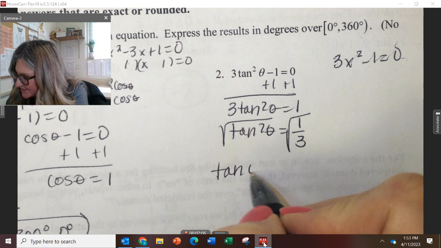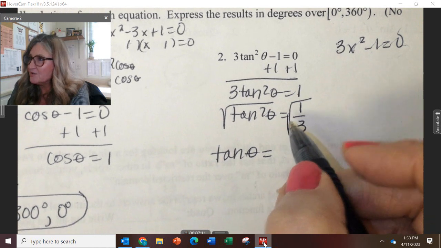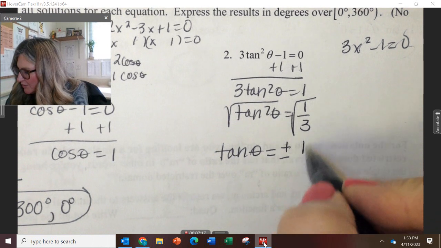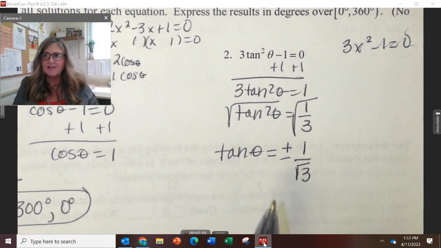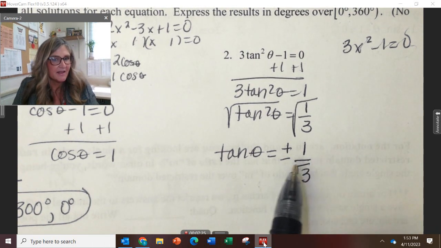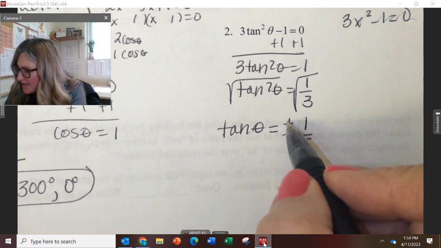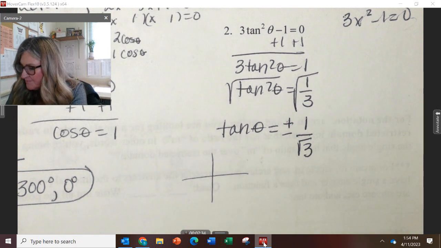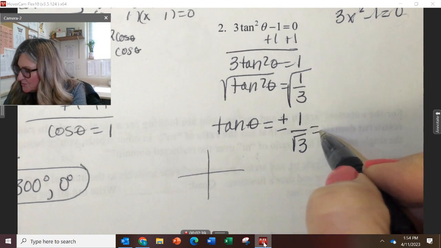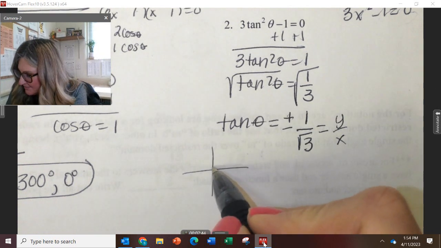So we're going to get tangent theta equals, what do I have to put when I take a square root? Plus or minus. So I'm going to have plus or minus, what's the square root of 1? Square root of 3 I can't do. And I'm just going to leave it like that. I'm not going to rationalize it. It's easier to see like this. Which quadrants are going to have tangent positive or negative radical 3? All of them, right? What's tangent in terms of x and y? Y over x. You have to know that.